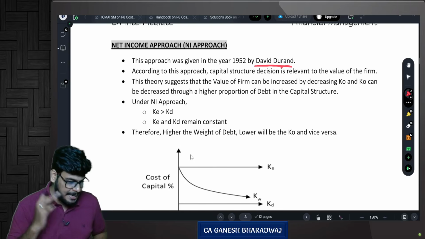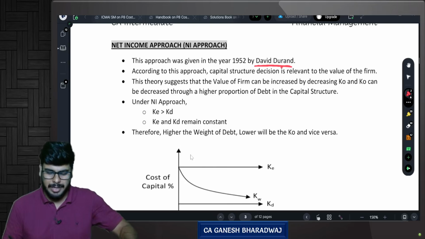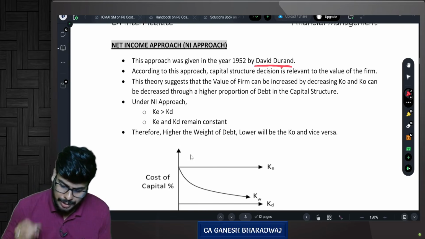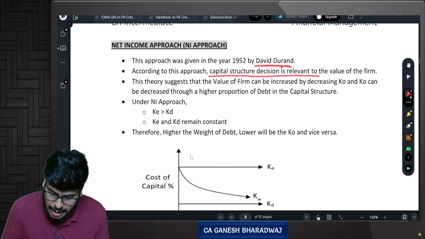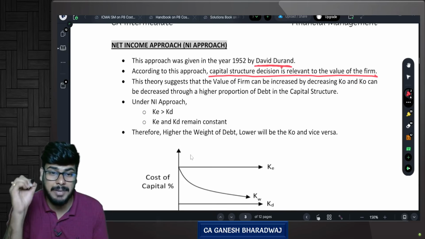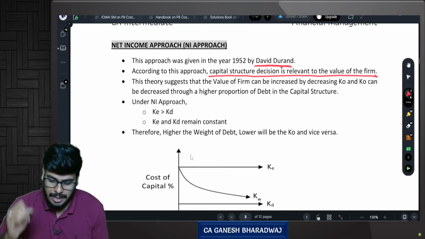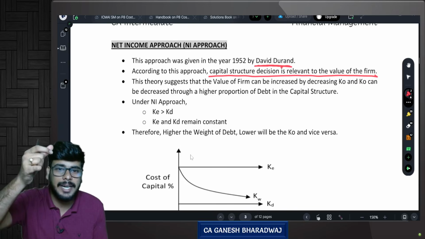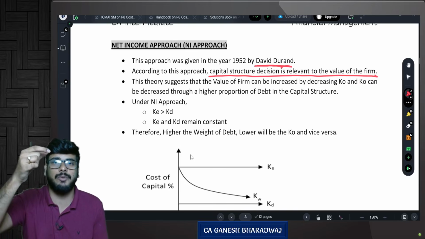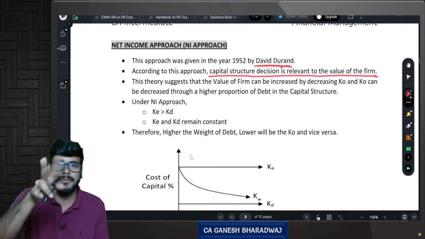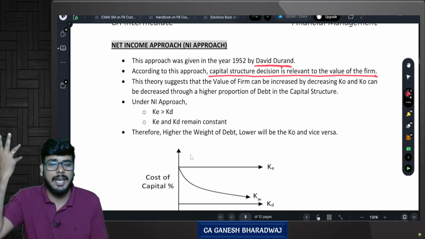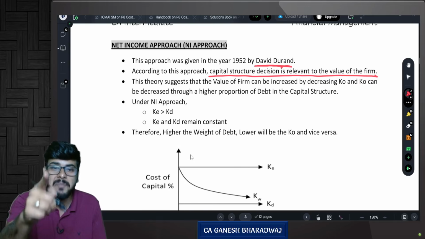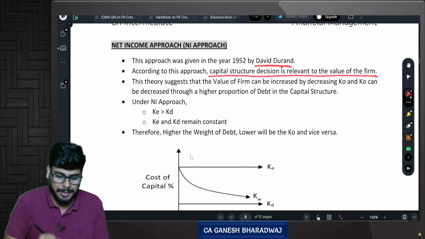Now, what is this net income approach? This approach was given in the year 1952 by David Durand. If you want, you can remember the name. According to this approach, capital structure decision is relevant to the value of the firm. Sir, what is the meaning of this? Your capital structure is basically the debt to equity mix, the proportion of debt and equity, that is, all equity or all debt or 50-50, 30-70, 20-80 or 80-20, anything. This mix, the source of finance, will actually impact your value of the firm. That is what this approach says.